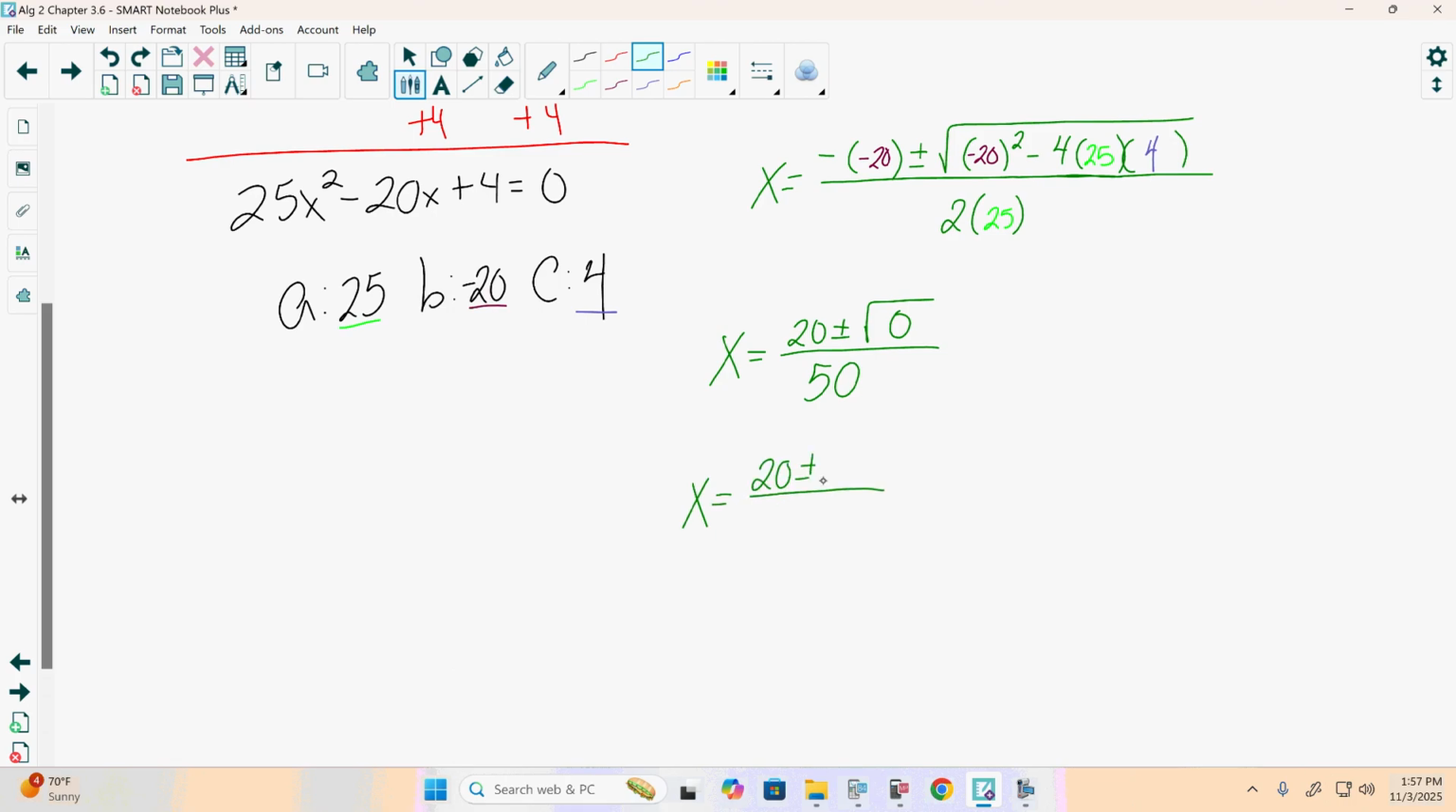All right, guys, let's focus in. What is the square root of 0? 0. Now, can we add 20 and 0? Yeah, we can add 20 and 0. We can subtract 20 and 0. So we will need to simplify this.